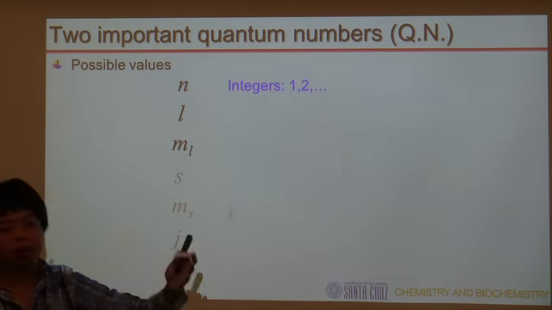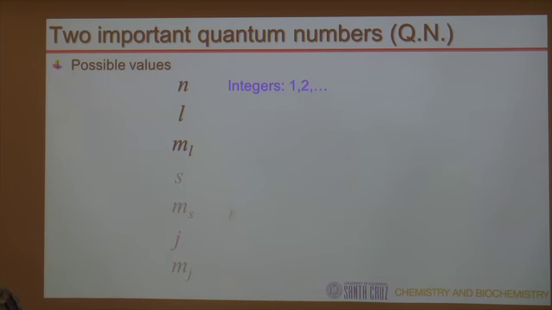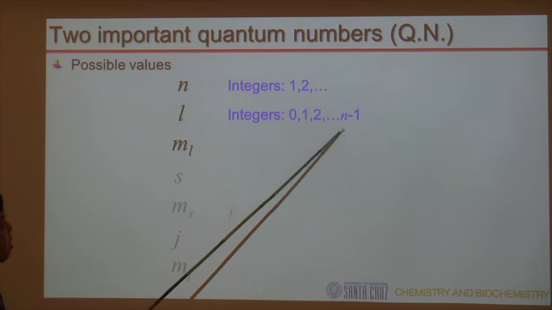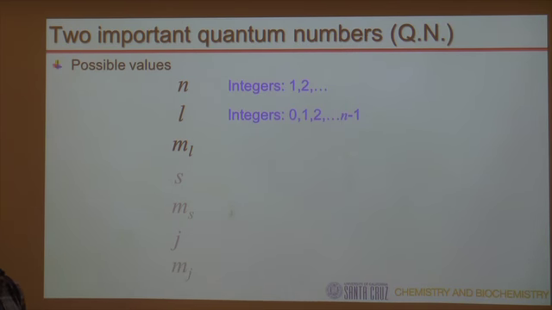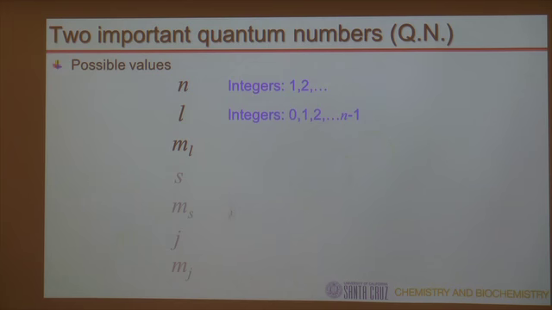How about L? First, they are all integers, starting from 0, from 0 to n minus 1. It cannot be larger than n minus 1. That means if n equals 1, your L can only be 0. So from here we see n cannot be 0, because if n equals 0, L equals negative 1, and that's impossible.